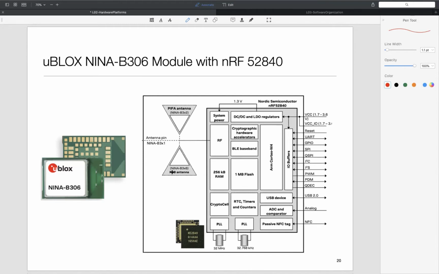Oftentimes what happens is not everything is necessarily supported by the software that you may be using, in which case you just have to dive under the hood into the data sheet and the user manual of the hardware and write your own software.